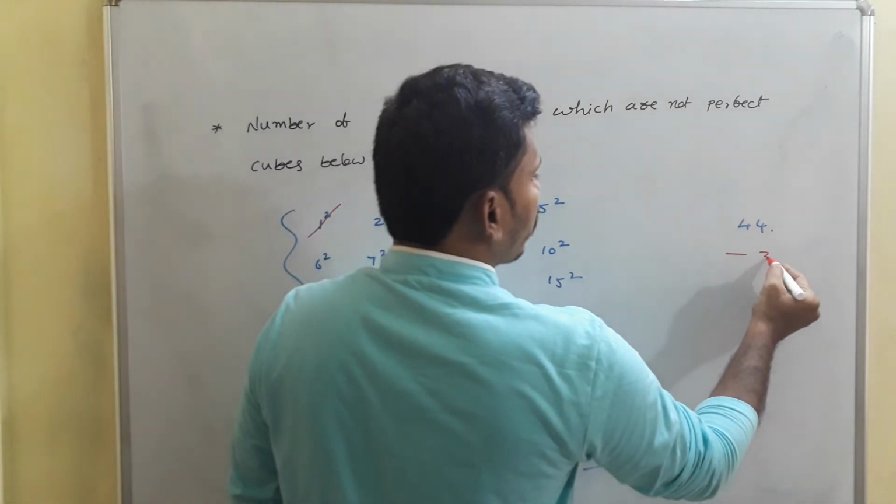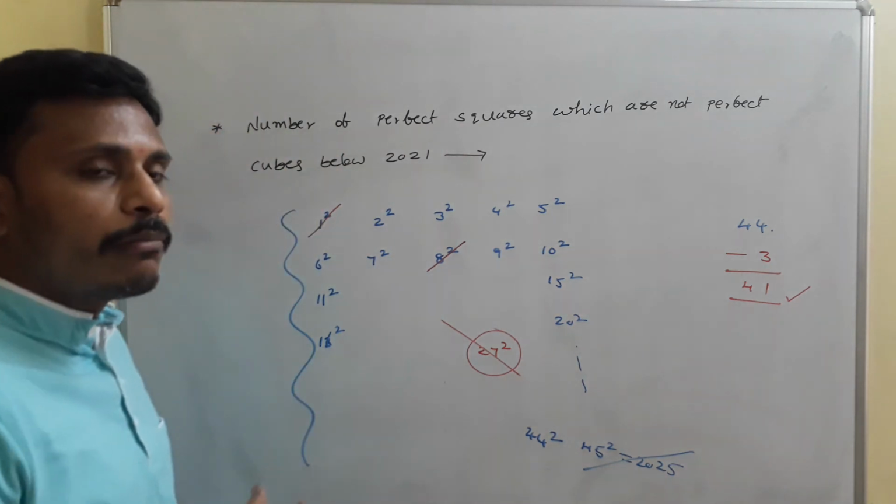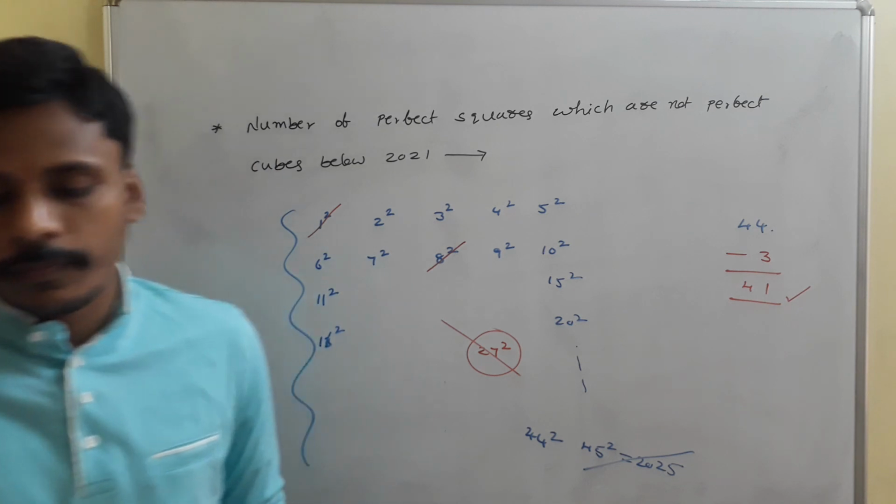So you need to subtract the 3 and your final answer is 41. So totally there are 41 numbers which are perfect squares and not perfect cubes below 2021. That's it. Okay. Have a look.